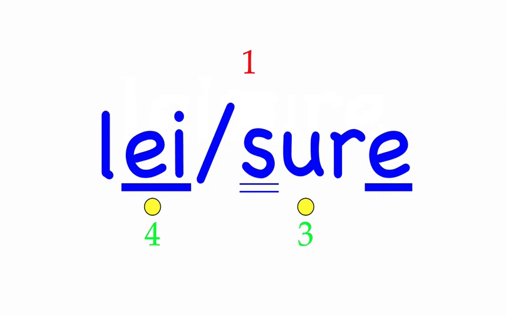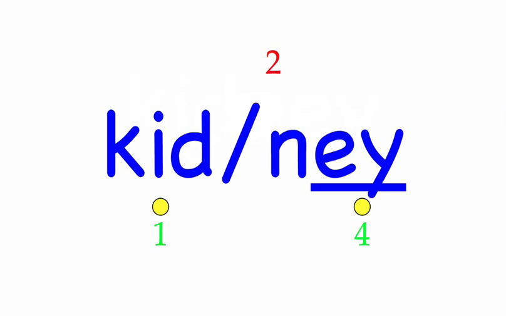Row 8, kidney. The patient was in the hospital for kidney issues. Kidney, 2 syllables. First syllable, kid, 3 sounds, k, i, d. Ney, 2 sounds, n, e. Mark the word kidney.